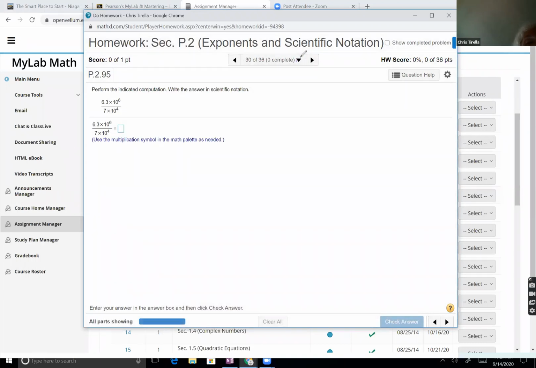All right, perform the indicated operation, write the answer in scientific notation. So perform the indicated operation, whoops, I have 6.9 times 10 to the 6th over 7 times 10 to the 4th.